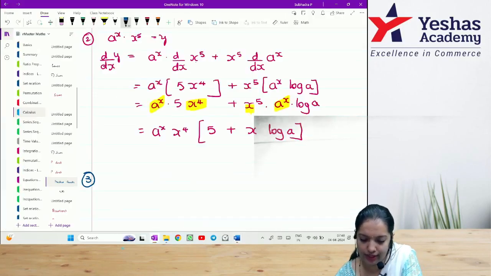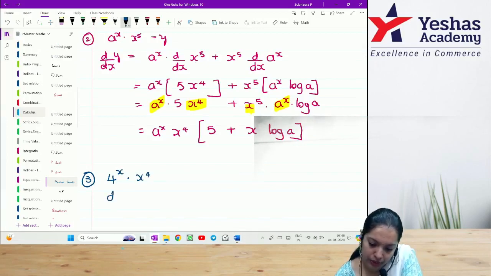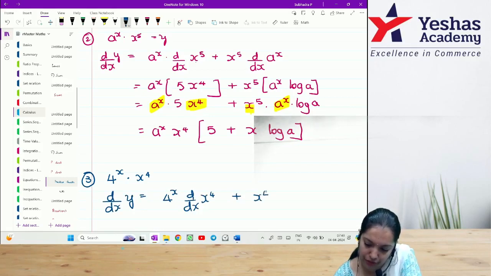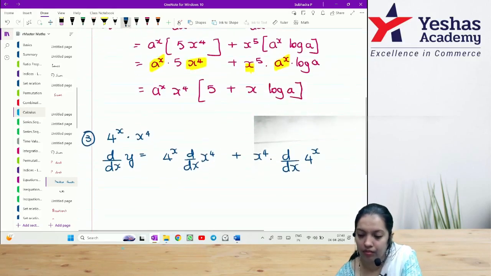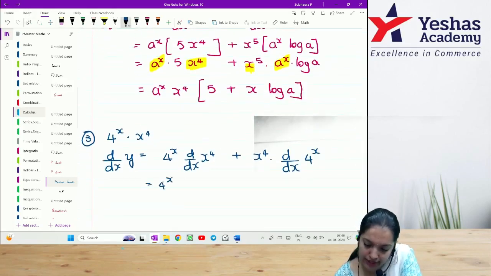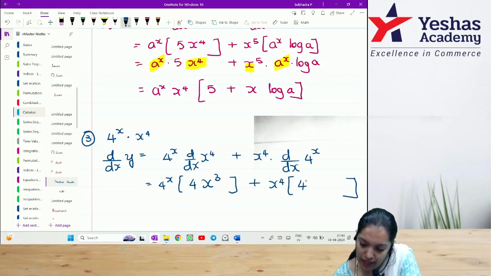4 power x into x power 4. So derivative of y is equal to 4 power x into derivative of x power 4 plus x power 4 into derivative of 4 power x, which is 4 power x into, what is derivative of x power n? n into x power n minus 1, plus x power 4. What is derivative of a power x? A power x into log a.